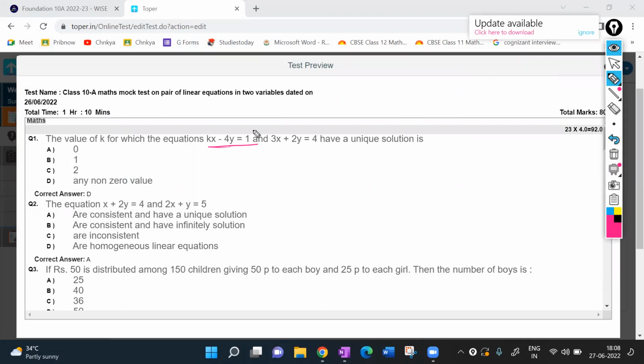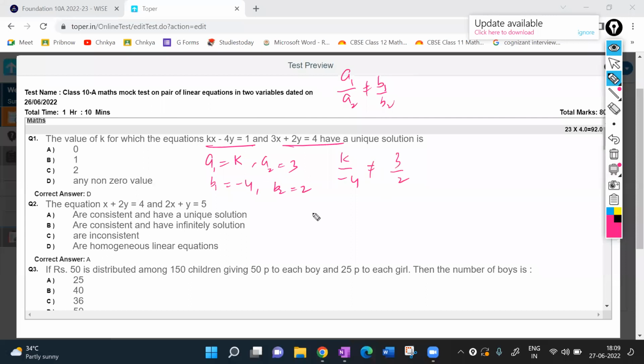So look at this now. The value of K for which this and this have a unique solution. What is the condition for a unique solution? A1 by A2 will not be equal to B1 by B2, right? So what is A1 here? K. What is A2 here? 3. What is B1 here? -4. What is B2 here? 2. So K by 3 will not be equal to -4 by 2.